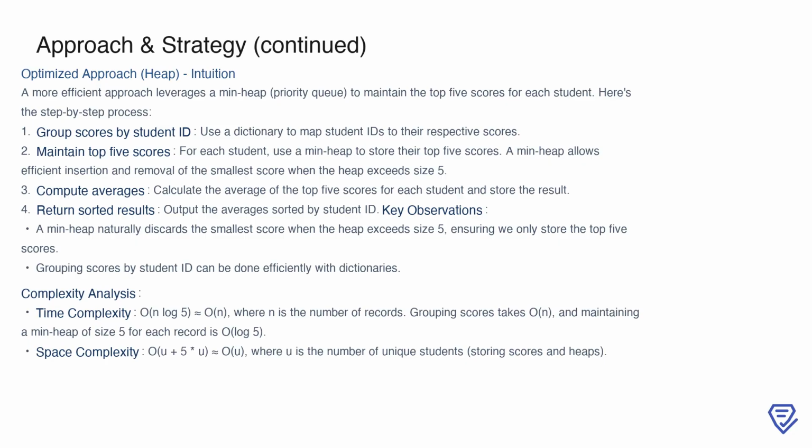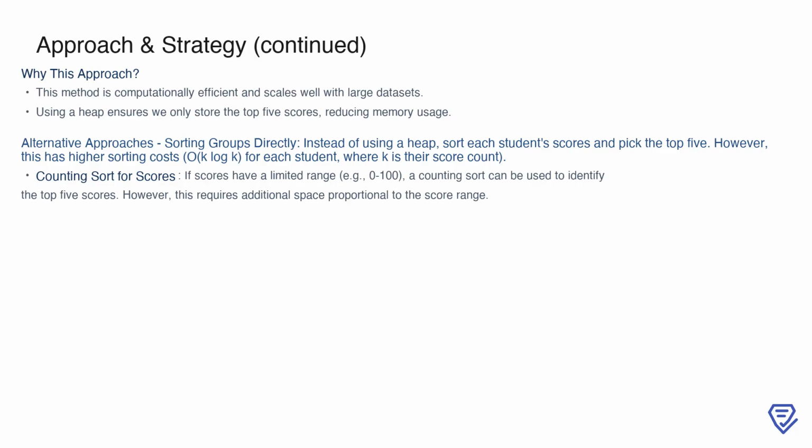The efficiency of this method lies in how it handles the scores. Grouping by student ID takes linear time, and maintaining a heap of size 5 for each record has a constant, log 5, time complexity. Overall, this approach runs in approximately O(n) time, with space complexity proportional to the number of unique students, making it both time efficient and memory efficient. This optimized approach is highly effective for several reasons. First, it scales well with large datasets since it avoids the repeated filtering and sorting operations of the brute force method. By using a heap, we limit memory usage to just the top 5 scores per student, which is especially important when dealing with a massive number of records.